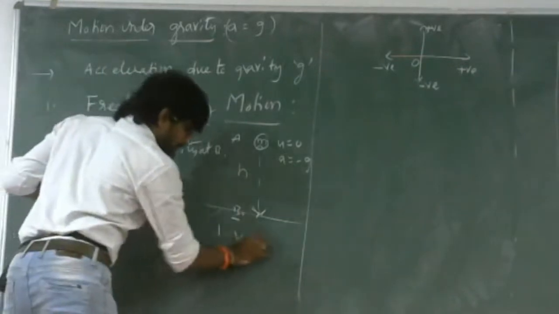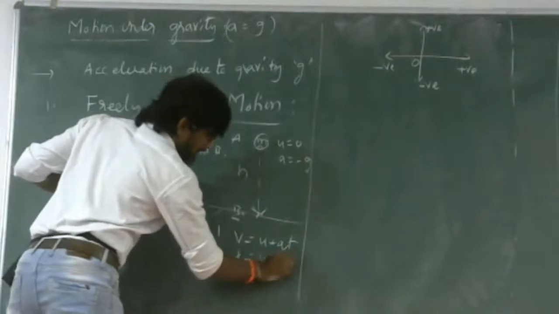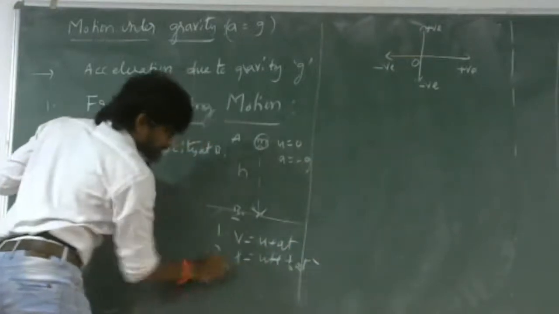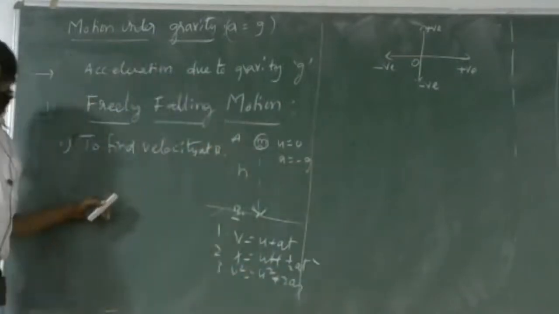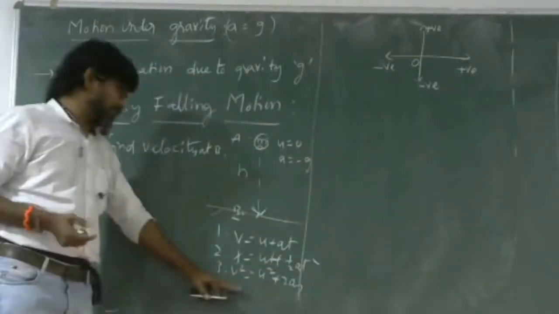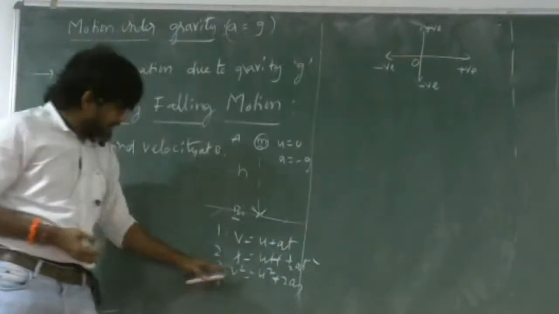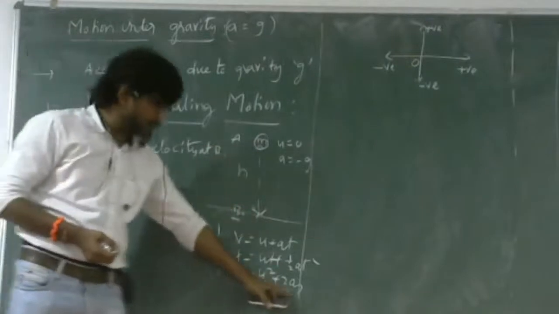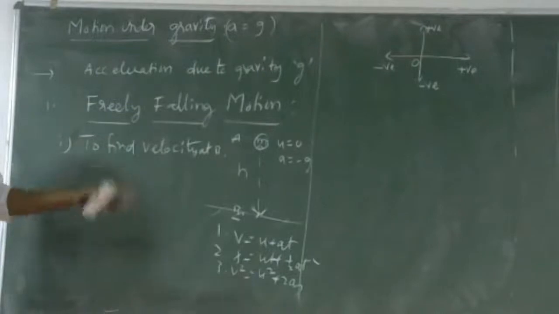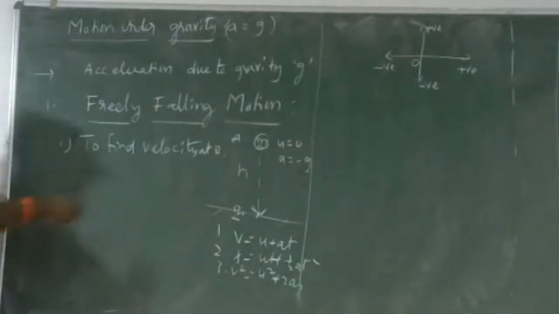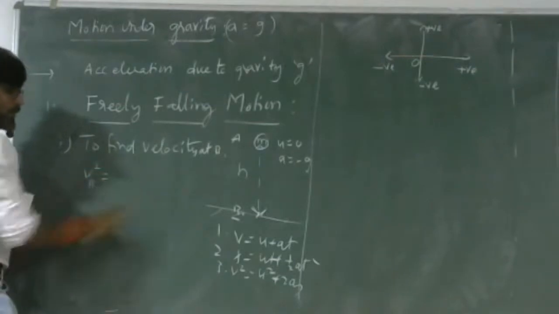You have to remember all the equations of motion. First one is v equals u plus at. Second one is s equals ut plus half at square. Third one is v square equals u square plus 2as. Fourth one is distance traveled in the nth second. We don't want that. We want only velocities and acceleration. If you observe the third one, yes, it involves initial velocity, final velocity, acceleration and displacement covered.